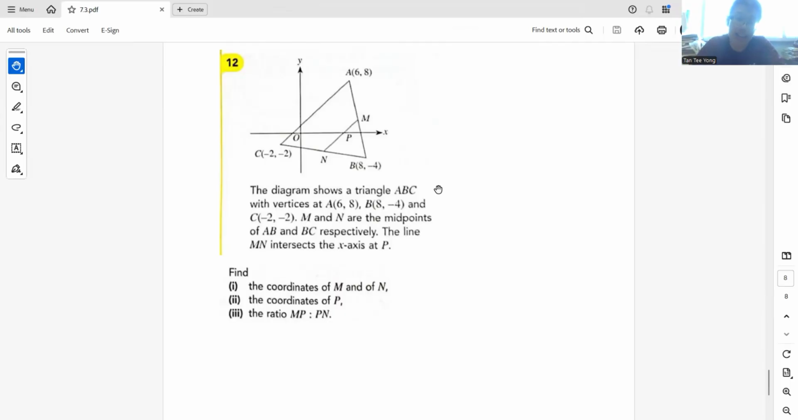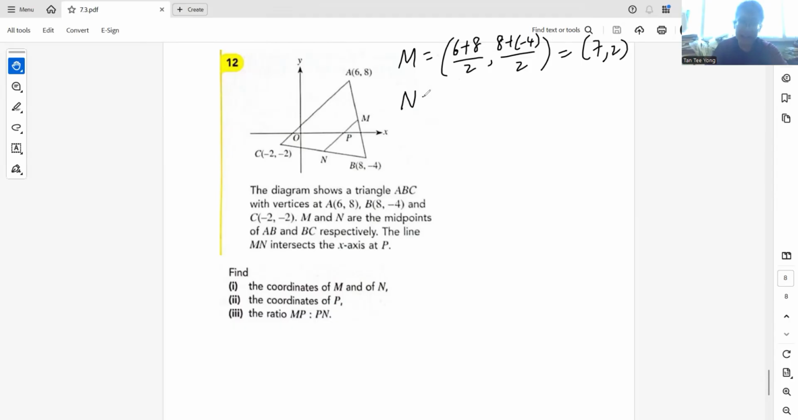So P is on the x-axis. Okay, so next, part 1. What do they want? The coordinates of M and N. Simple, right? M is the midpoint of AB, so M equals (6 plus 8) over 2, comma, (8 plus -4) over 2, which is equal to 7, comma 2.